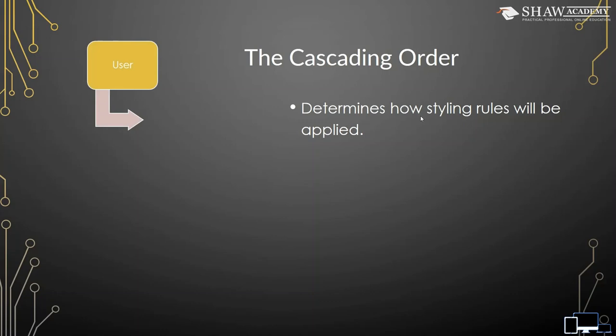The one that takes precedence over everything else is the user style sheet. That's the one I showed you with the Google example where I made my links red. So the user style sheets will take preference over everything else. If the user has said that they want all their links to be red and they've written that into their browser, then no matter what you tell the links to be, they should be red.